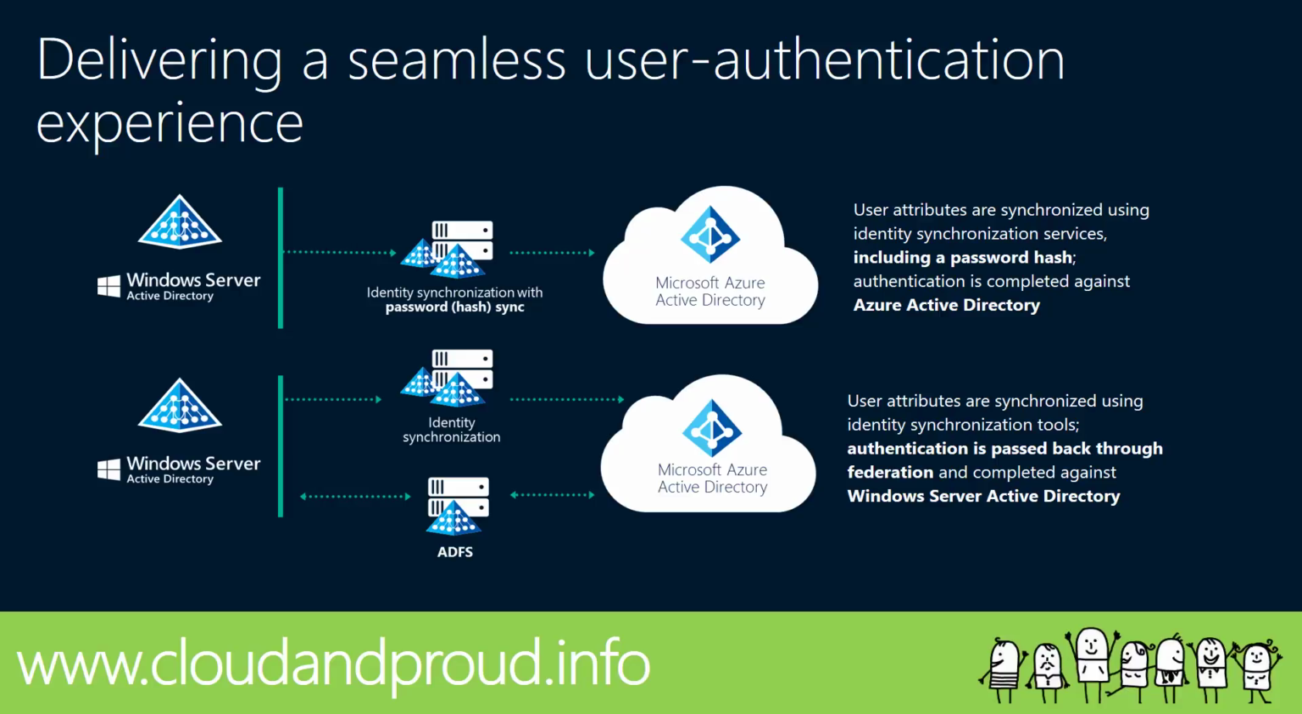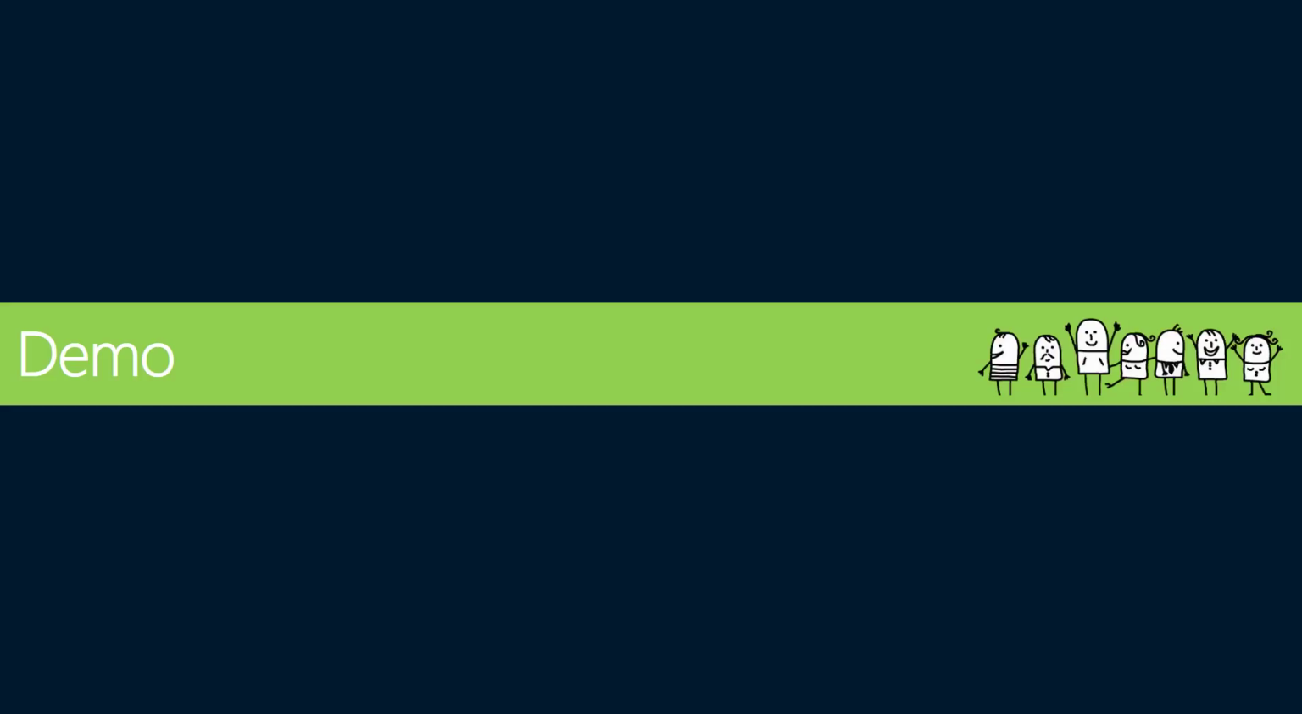Next, we have accidental delete prevention that will protect your cloud directory from numerous deletes at the same time. And finally, we have automatic upgrades to ensure that Connect is always up to date with the latest release. So let's now jump into a demo and set up directory synchronization with AD Connect.